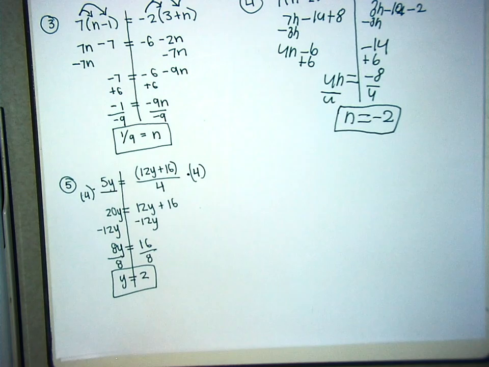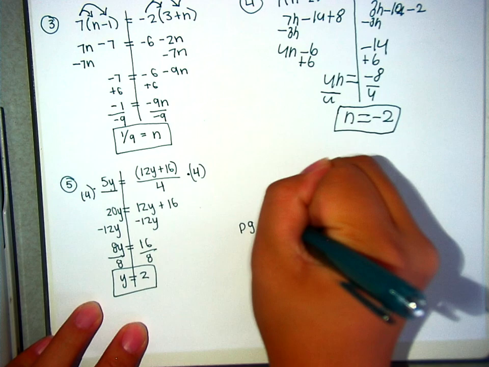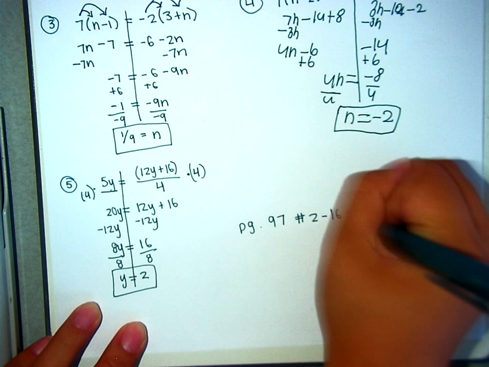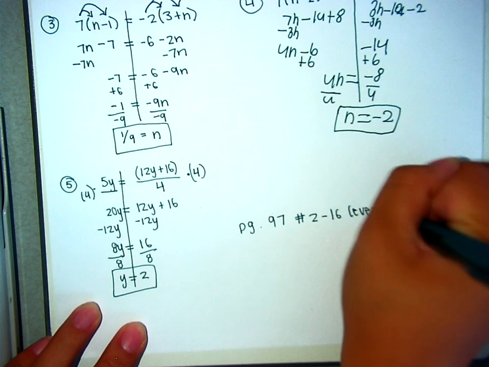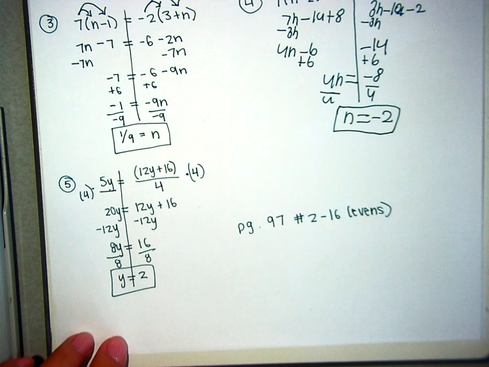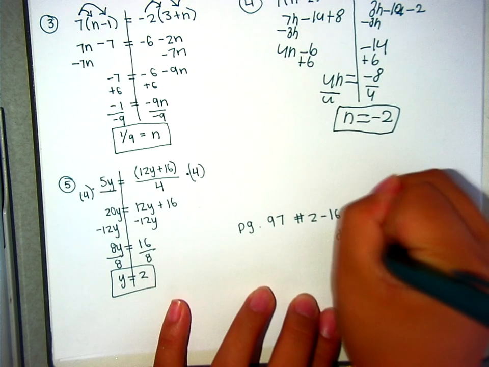Okay. Your homework: page 97, number 2 through 16 evens. I said that we should do all of 2 through 16. Ms. Langworthy said just the evens. That's right, Ms. Langworthy. This is due on Monday, but we are going to add 4 more problems to it tomorrow because we're going to do some no solution and infinite solution problems tomorrow.